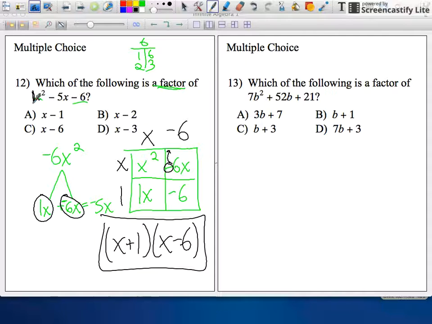Okay? So our final answer, which of the following is a factor? C. Notice they put a minus sign there. They're trying to get you.